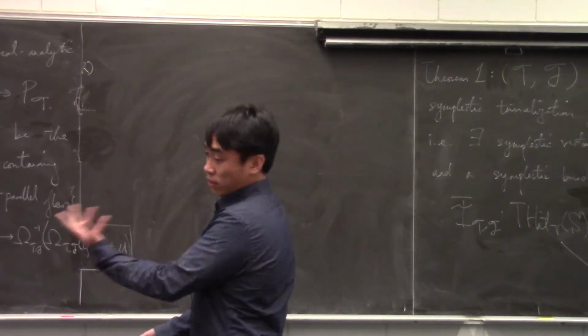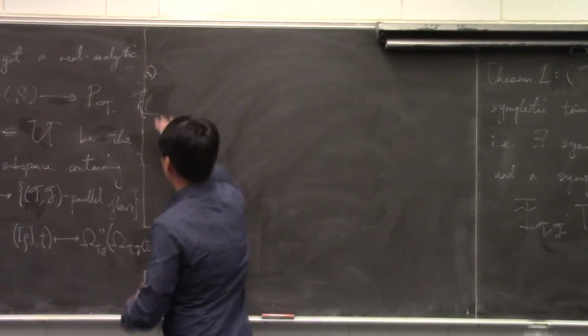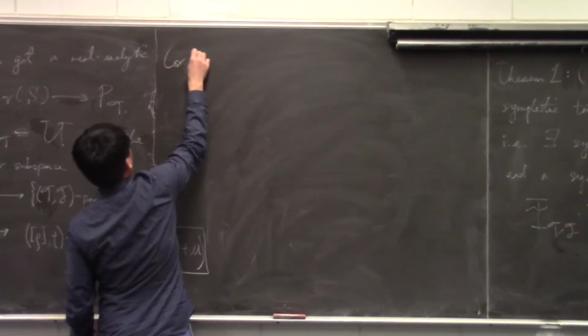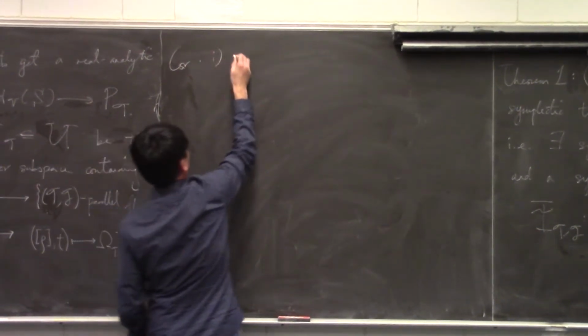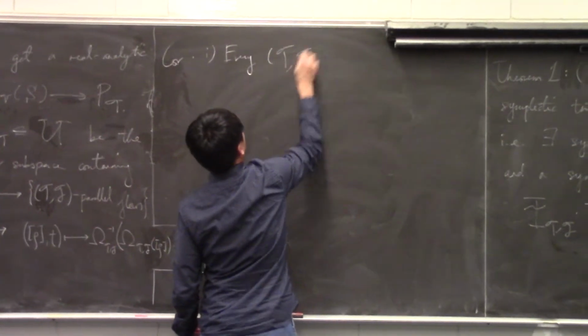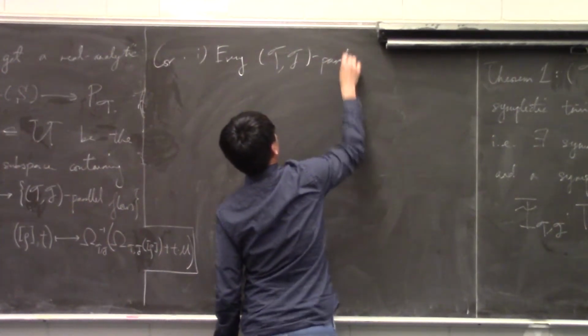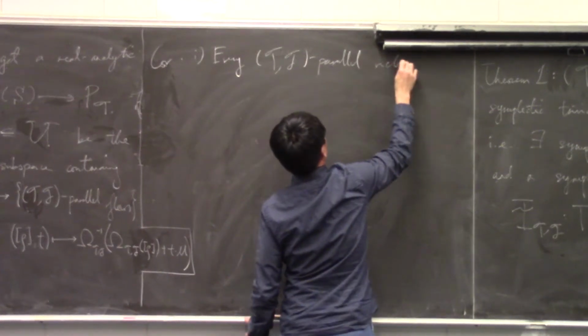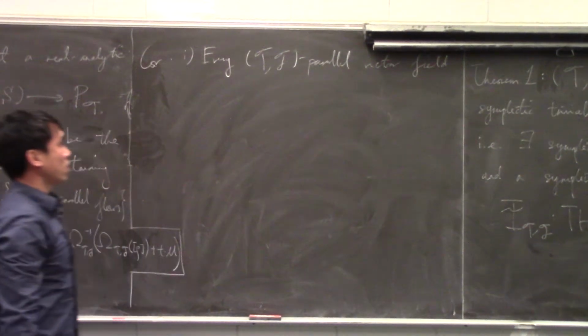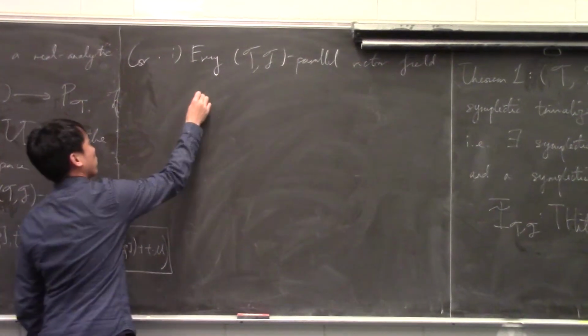Okay, so with theorem 1 and theorem 2, combining these two, you can actually say quite a bit about the symplectic structure of the Hitchin component. Okay, so these are some corollaries. So first, you can say that every Tj parallel vector field is Hamiltonian.